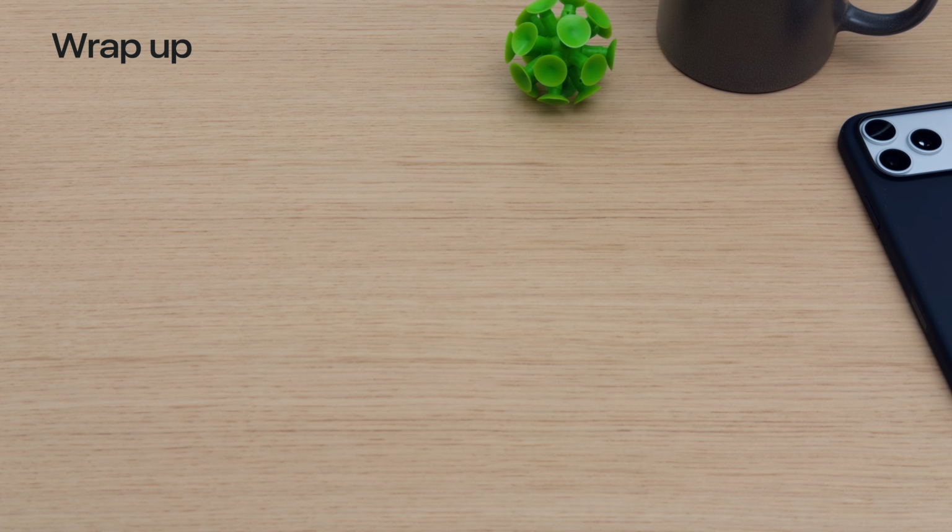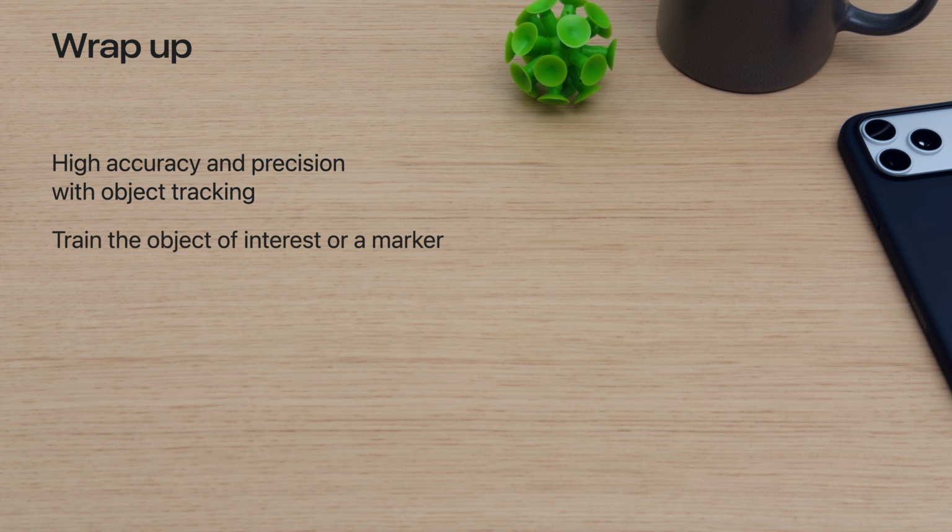Let's wrap things up. Today you've seen 4 different approaches for tracking an object in your app. Let's review some considerations you should keep in mind when selecting which approach to use. Object tracking excels in scenarios where accurate and precise tracking is required, such as measurement applications. In case you do not have access to a photorealistic 3D model, you can train your reference object on a marker you mount on the object of interest.